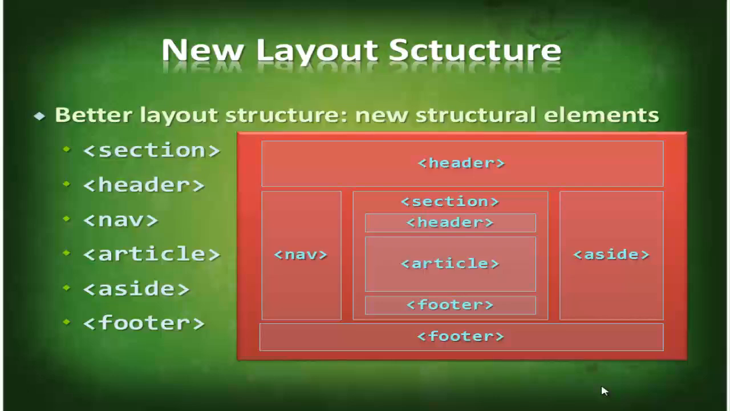Now, in order to represent all of them, we have different tags that are being used. For the header, we have a header tag. For the navigation, we have a navigation tag. For the side, we have a side tag. For the heading and footer, we have a heading and footer section. For the section as well as article, we have a different tag altogether.